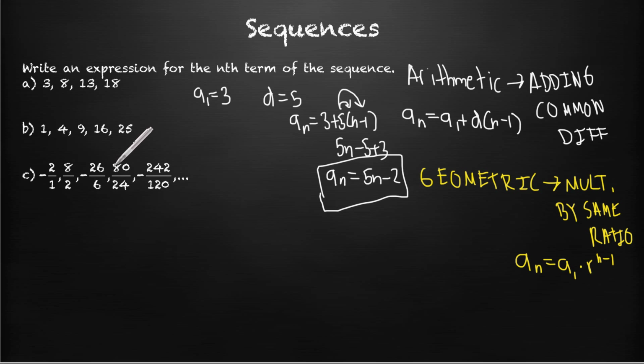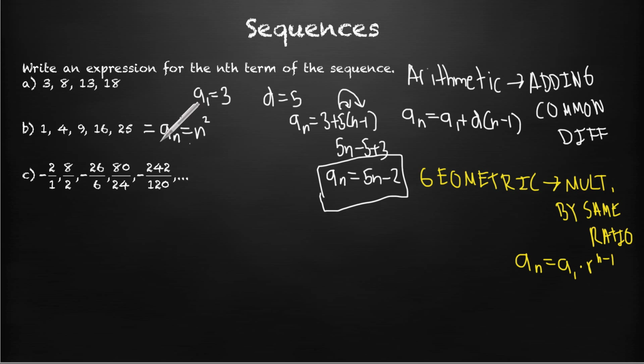All right, so letter B does not fit into either category. It's not arithmetic because you're not adding the same amount. It goes up by 3, then up by 5, then up by 7, then up by 9. You're also not multiplying by the same ratio each time. You can see that to go from 1 to 4, you're multiplying by 4, but then you're not multiplying by 4 anymore. So this is just one you have to look at and realize, it's not the difference, but this is the list of perfect squares. 1 squared is 1, 2 squared is 4, 3 squared is 9, so on and so forth. So A sub n is going to be n squared.